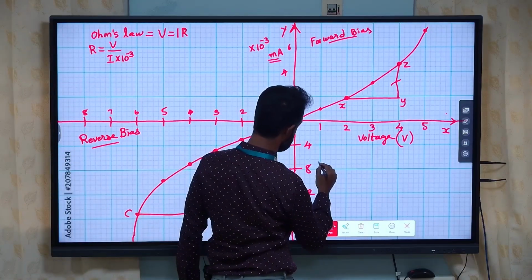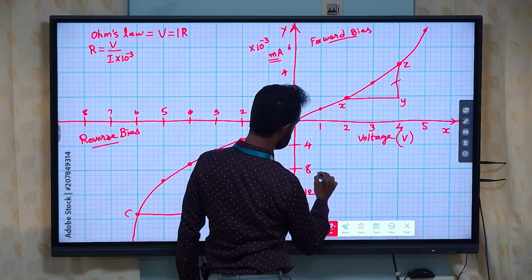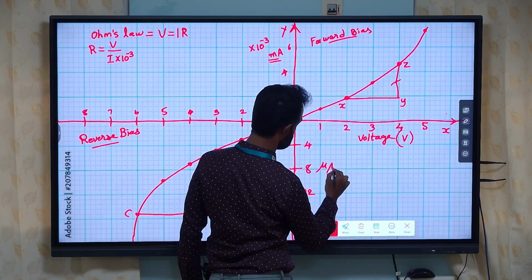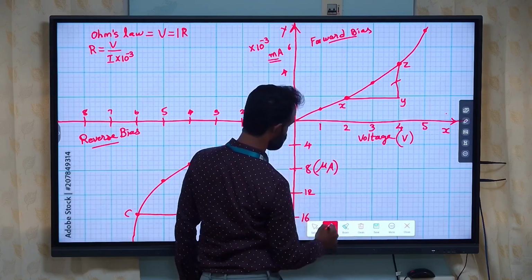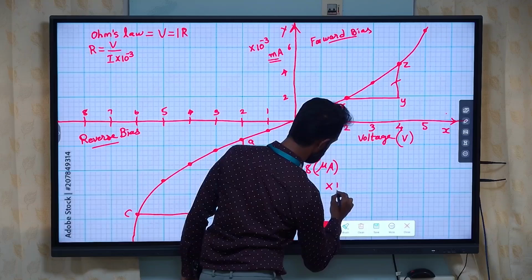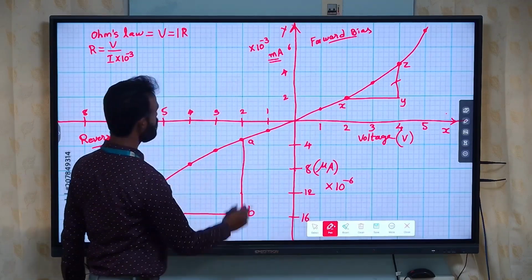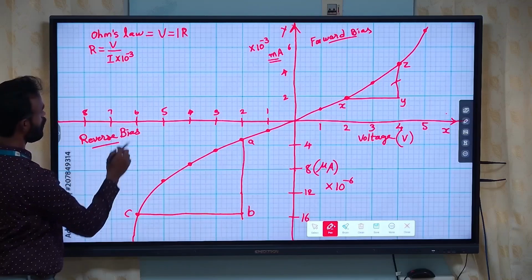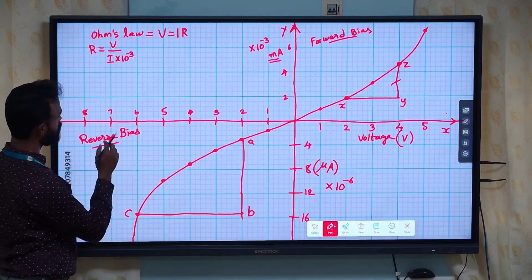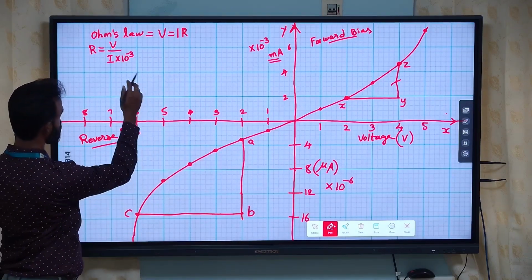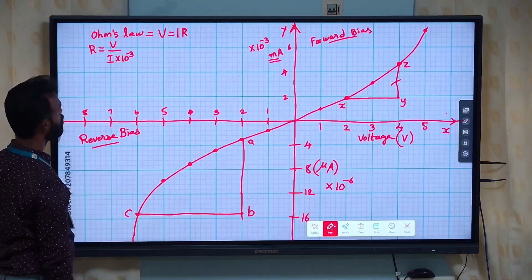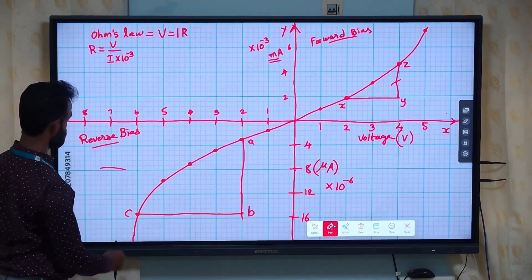Here for reverse bias, it is microampere. So into 10 to the power minus 6. If it is reverse bias in this formula, if we need to find the reverse bias, we should substitute 10 to the power minus 6.